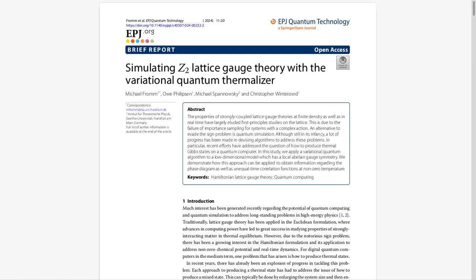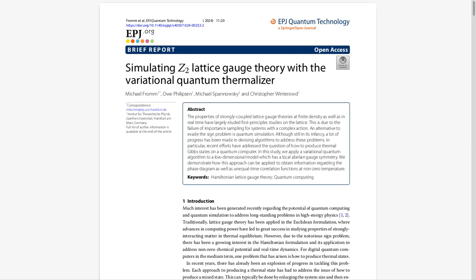The future is wide open. A natural next step is simulating even more complex gauge theories, like those describing the fundamental forces of the Standard Model. Imagine being able to study the very first moments after the Big Bang or unraveling the mysteries of dark matter all on a quantum computer. Now that's a future I can get excited about.